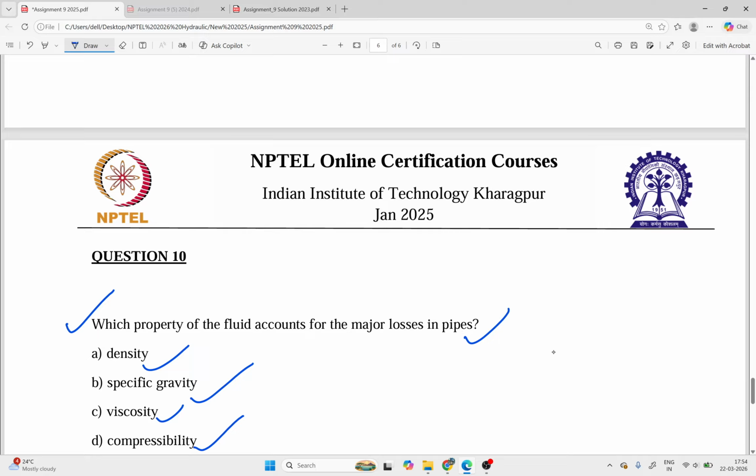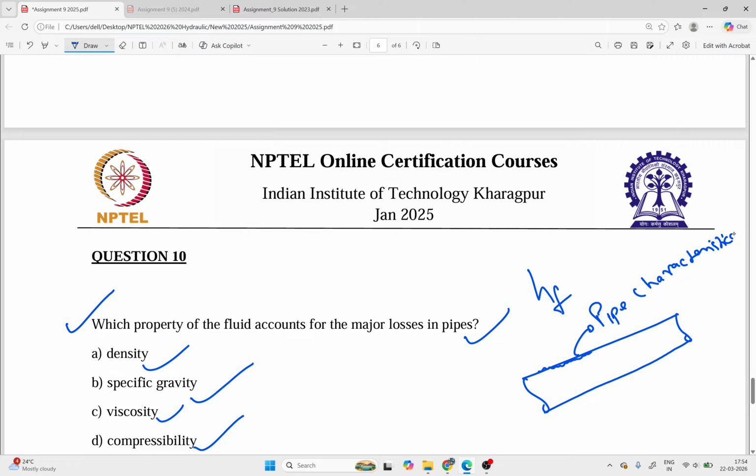In the head loss in a pipe, this is your friction. The pipe friction is like that. So this is your pipe characteristics. Now within the pipe your fluid is flowing. If fluid is flowing, what happens? Some fluid property is also responsible for this major loss.